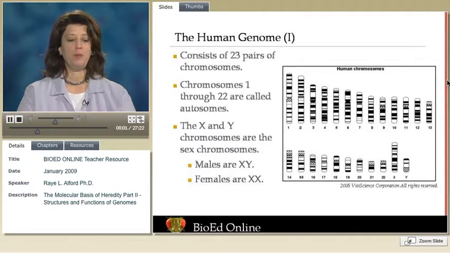The first 22 pairs of human chromosomes are called autosomes. The 23rd pair of human chromosomes determine gender. Human females carry 2 X chromosomes, one inherited from the mother, one inherited from the father. Human males carry 1 X chromosome and 1 Y chromosome. Males inherit their X chromosome from their mothers and their Y chromosome from their fathers.